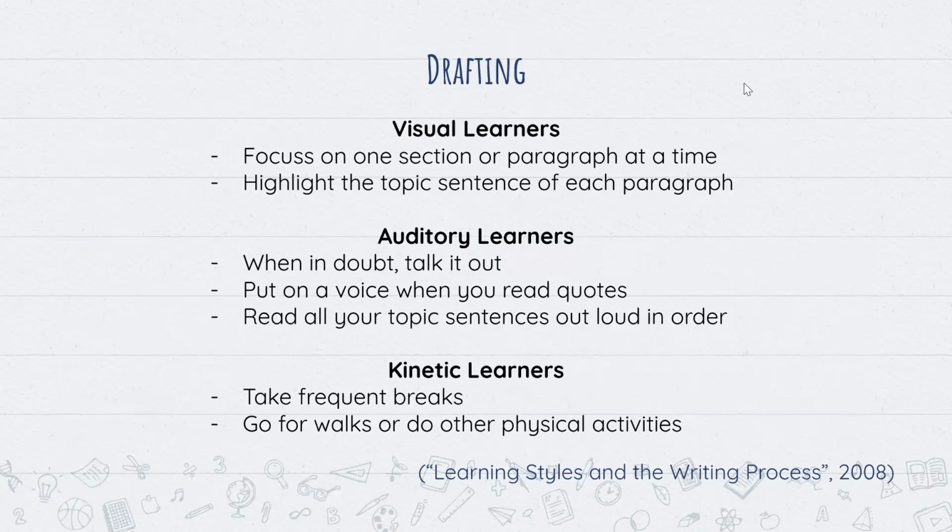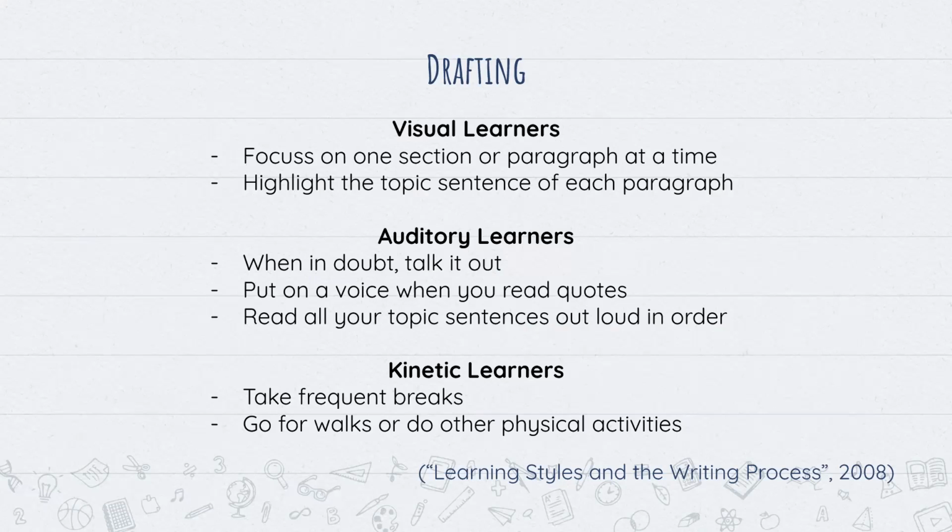Okay, and then we get to the drafting stage. Visual learners will be good to focus on one section of a paragraph at a time. You should highlight the topic sentence of each paragraph so that they can see the point that they're trying to make in each.